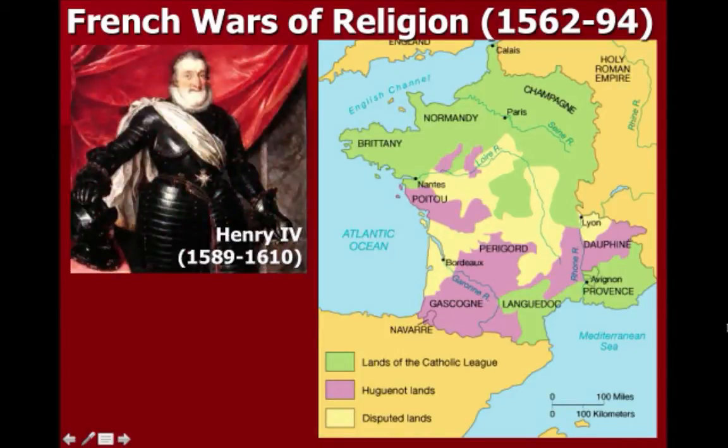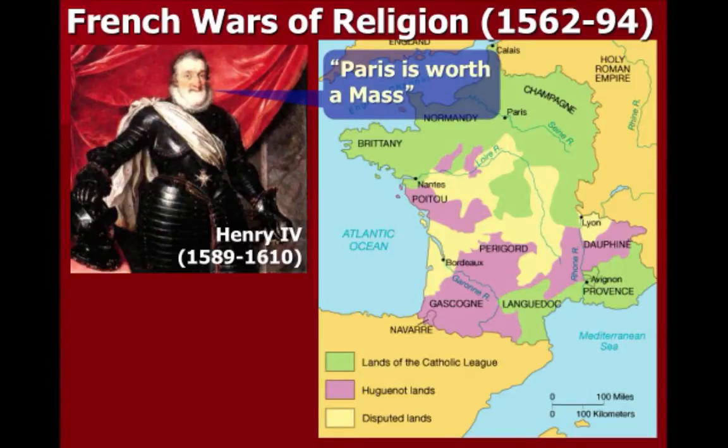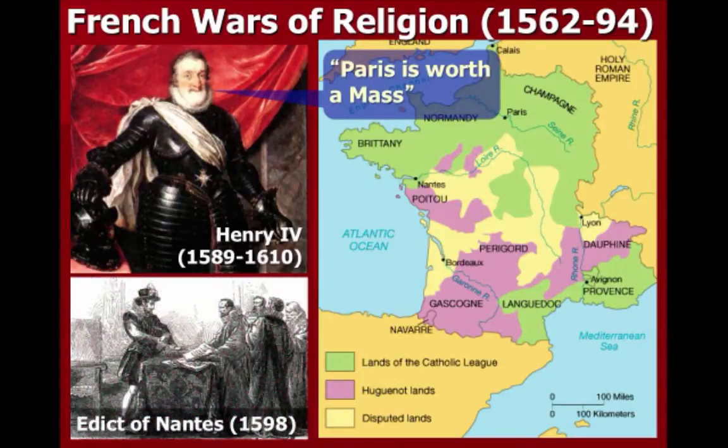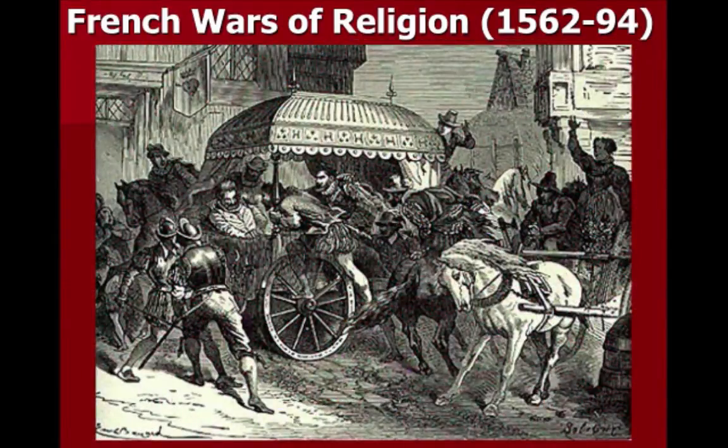Now, Henry IV of the Bourbon dynasty was raised a Huguenot, but upon inheriting the throne, he converted to Catholicism. He stated, "Paris is worth a mass." In 1598, Henry IV passed the Edict of Nantes, which granted freedom of religion to the Huguenots and granted them full civil rights. Now, this act granting freedom of religion was unheard of at that time in Europe. Unfortunately for him, in 1610, he was stabbed to death by a fanatical Catholic while his coach was stopped in traffic.